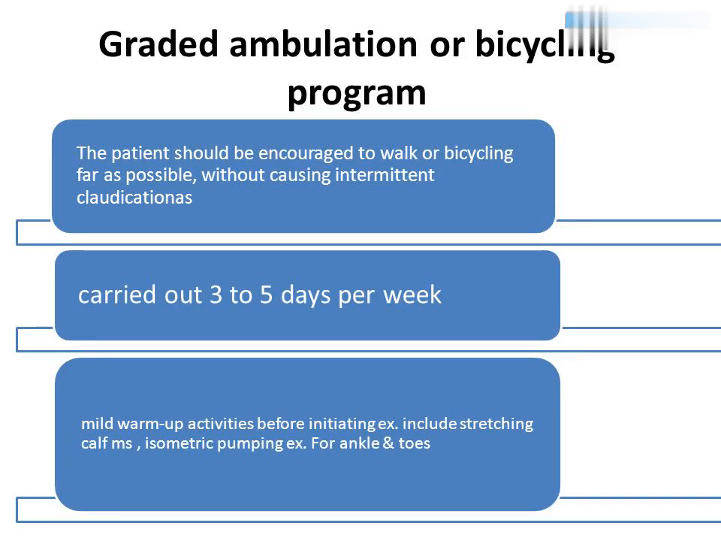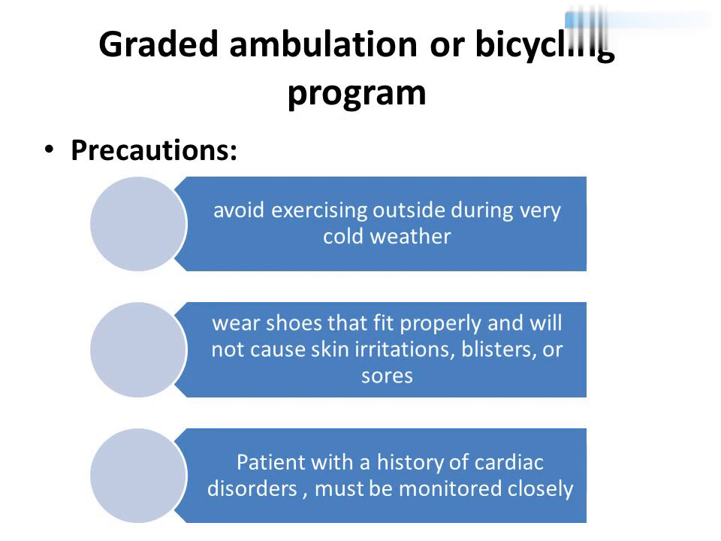Graded ambulation or bicycling program. The patient should be encouraged to walk or bicycle as far as possible without causing intermittent claudication, carried out 3 to 5 days per week. Mild warm-up activities before initiating exercise include stretching calf muscles, isometric pumping exercises for ankle and toes, graded ambulation or bicycling program.